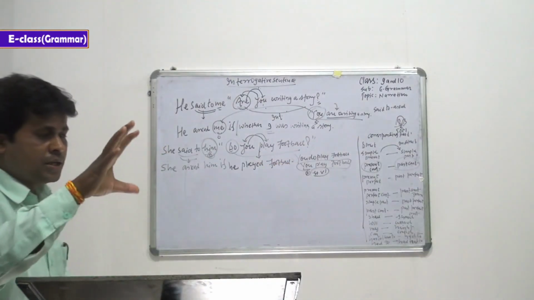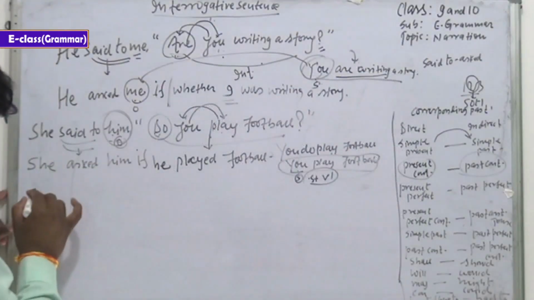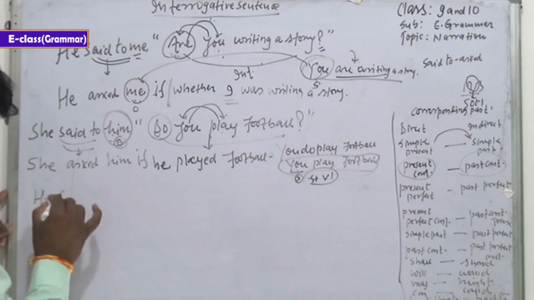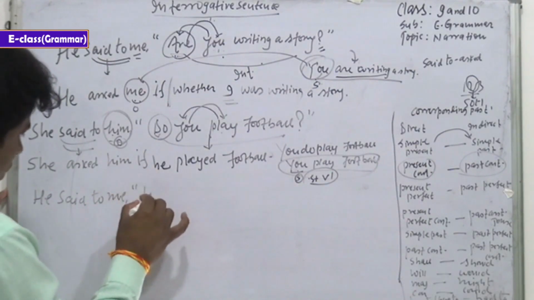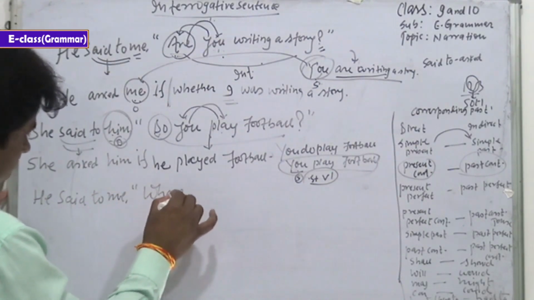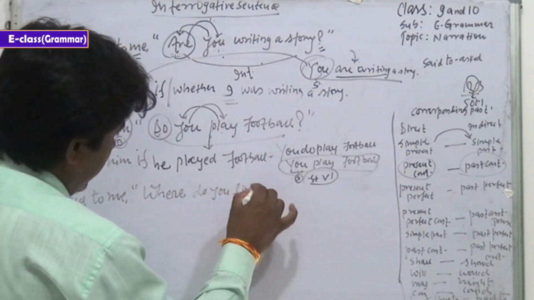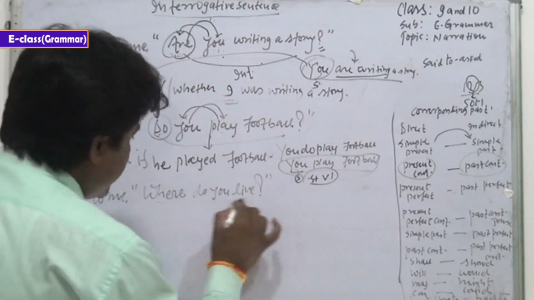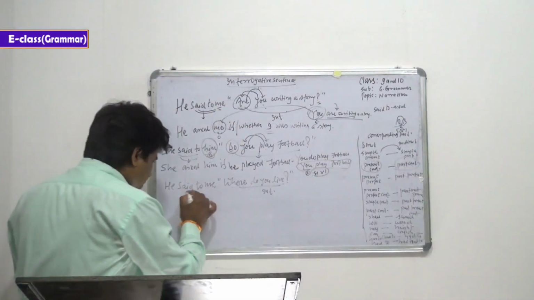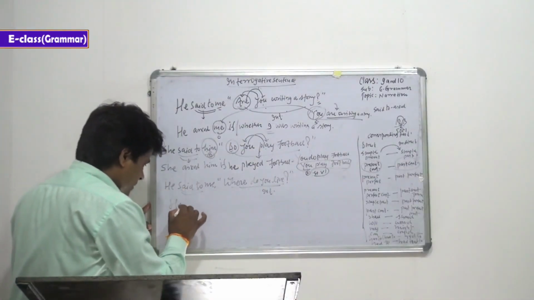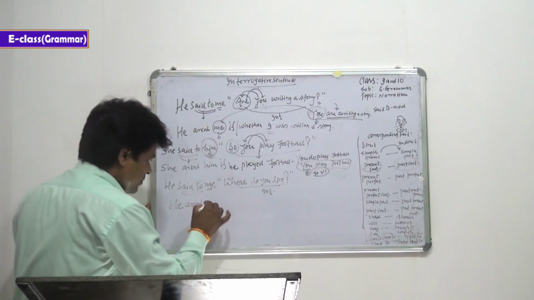Now let's see the interrogative sentence beginning with a WH word. He said to me, comma, where do you live? Where do you live? See here. Which sentence is this? Interrogative. So what is this reporting verb changed into? Asked. He asked the listener, me.